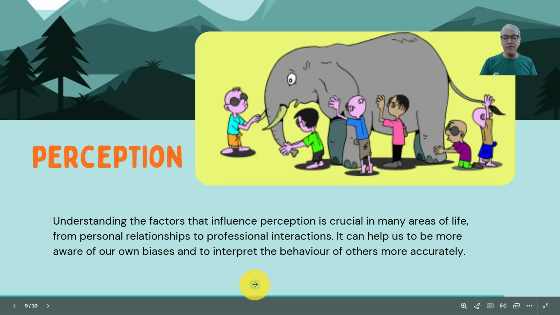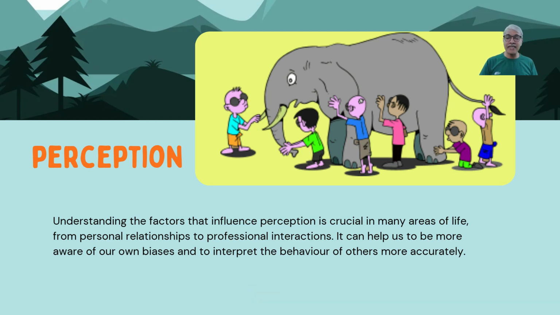Thus, if we can understand the factors that influence perception, then we can improve everything from personal relationships to professional interactions. It can help us to be more aware of our biases and to interpret the behavior of others more accurately.